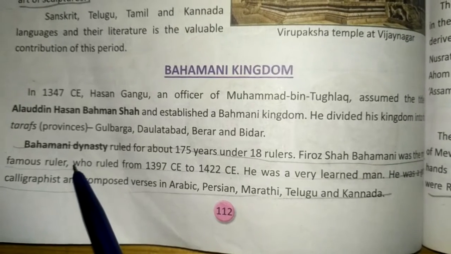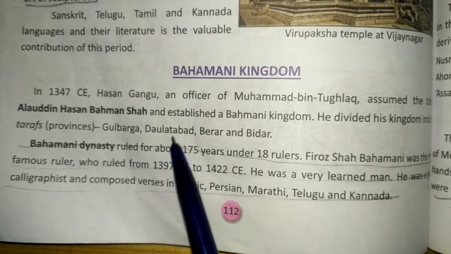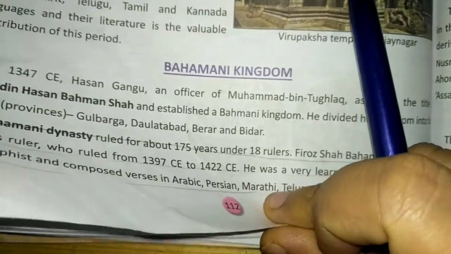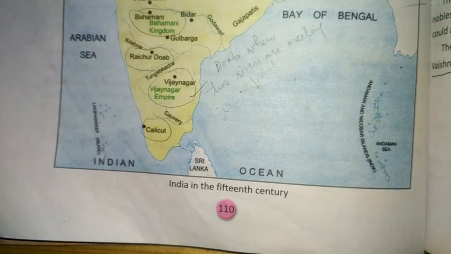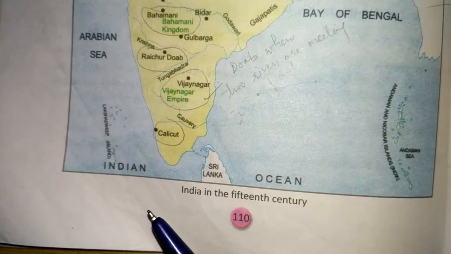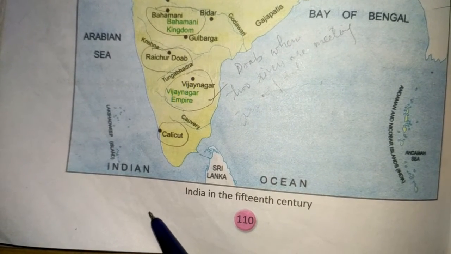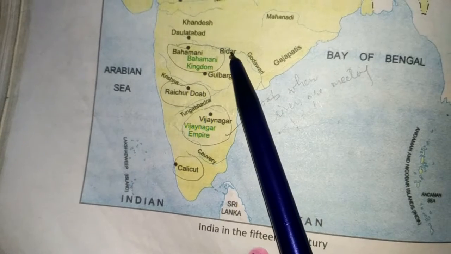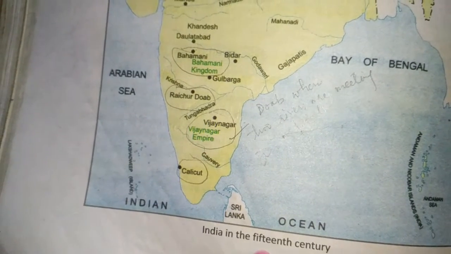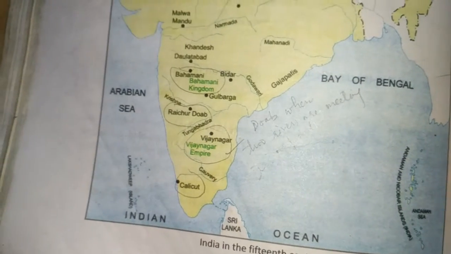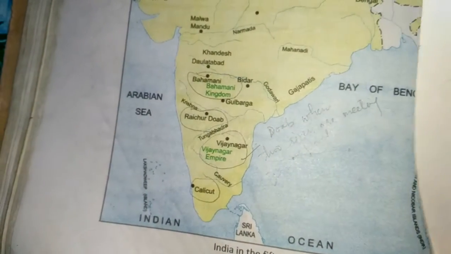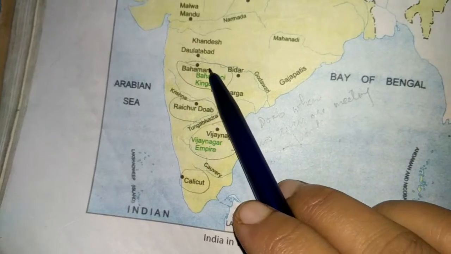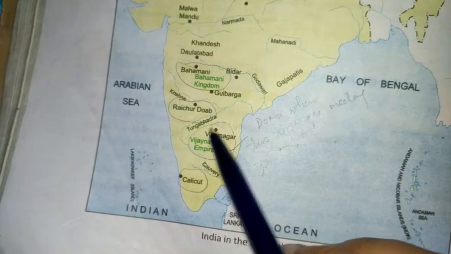Tarafs means the provinces, local areas, like Gulbarga, Daulatabad, Berar, and Bidar. You can see where Gulbarga, Daulatabad, Berar, and Bidar are. This one is Daulatabad. This one is Gulbarga. This one is Bidar. And one more is left. Okay, Berar and Bidar. Berar is also near the area of Andhra Pradesh. They wanted to cover this whole area.